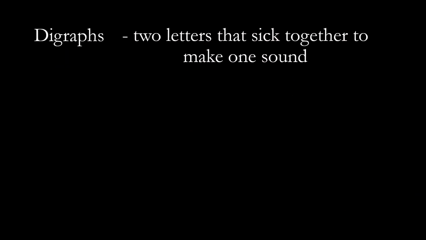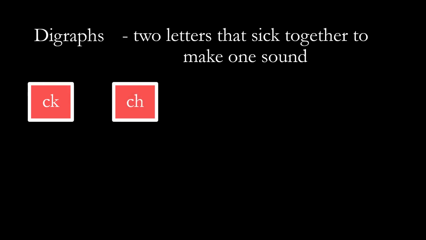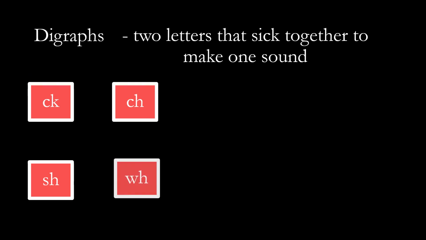Okay, so as we've already said, digraphs are two letters that stick together to make one sound. And in this unit, we've been talking about 5 of them. CK, which makes the K sound, and it always goes at the end. CH, which is ch. SH, which is sh. Okay, you remember it. And WH, which makes a W sound just like a regular W.